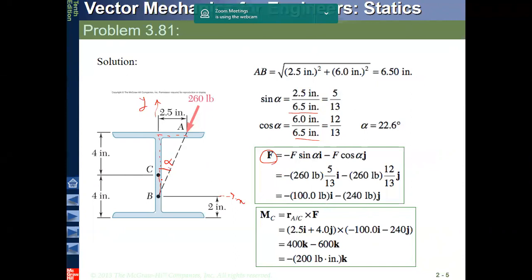And then you calculate the moment about point C. You take one point on the line of action, A is taken here, and then this is R.